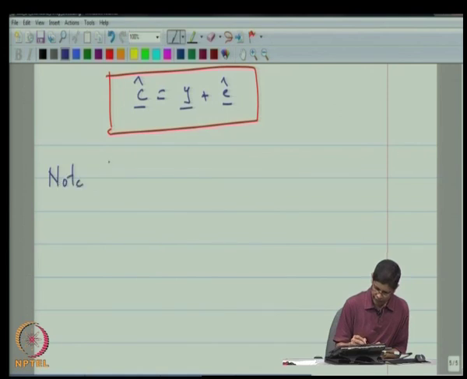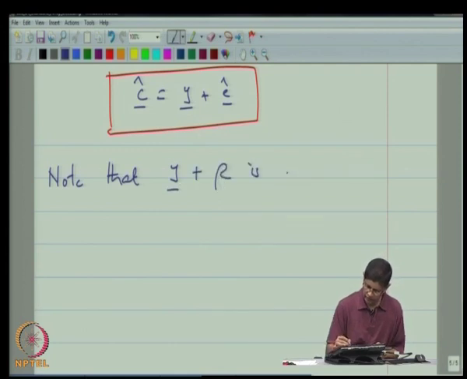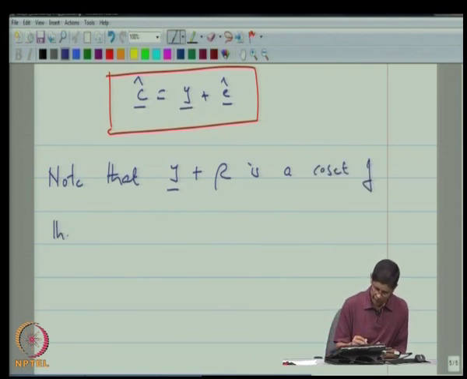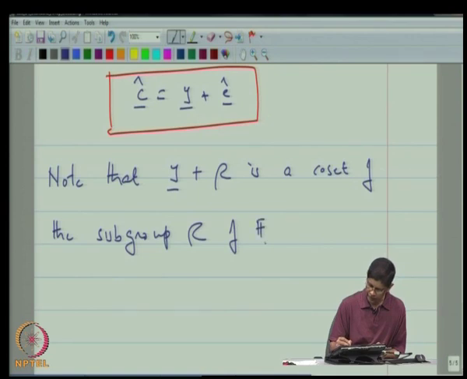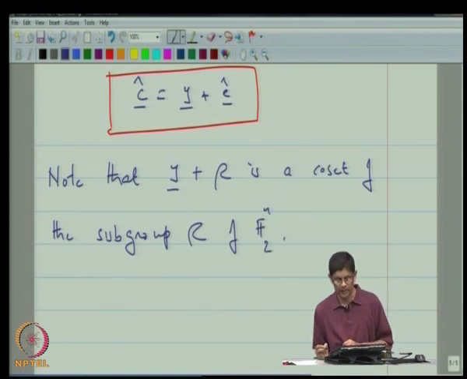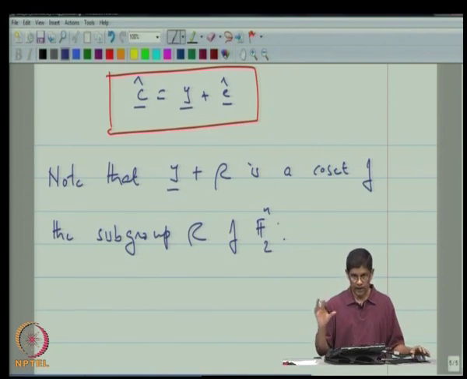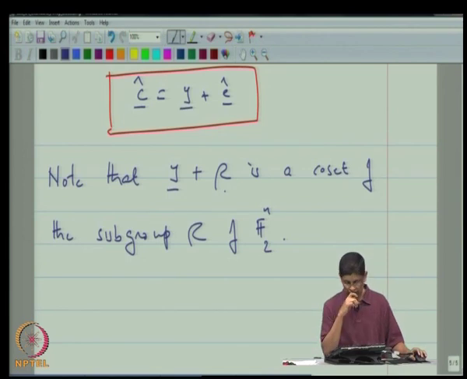So, note that y plus c is a coset of the subgroup C of F2 to the n. If you look at the set of all n-tuples, that forms a group under addition modulo 2 component-wise, and the code C is itself a subgroup. In fact, all linear codes are always subgroups, we went through that, and therefore you are looking at a coset.